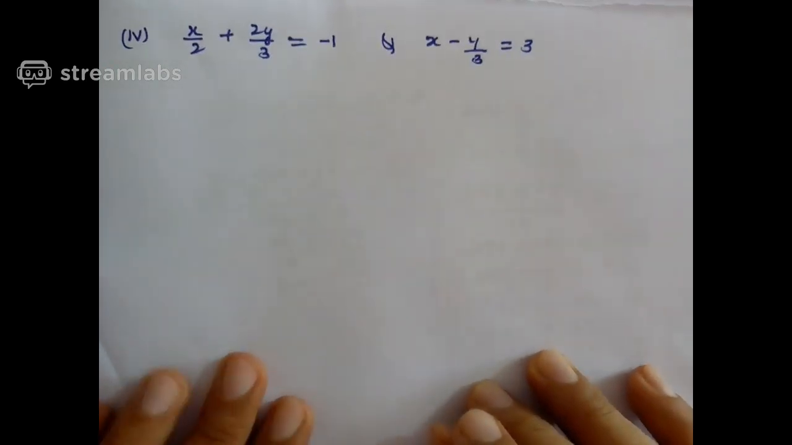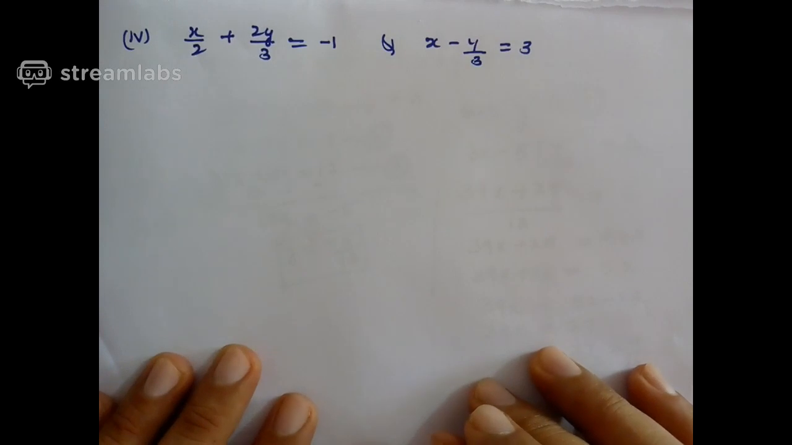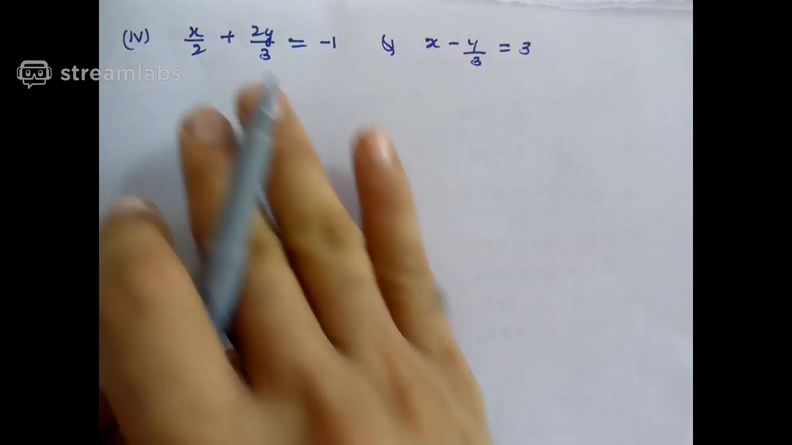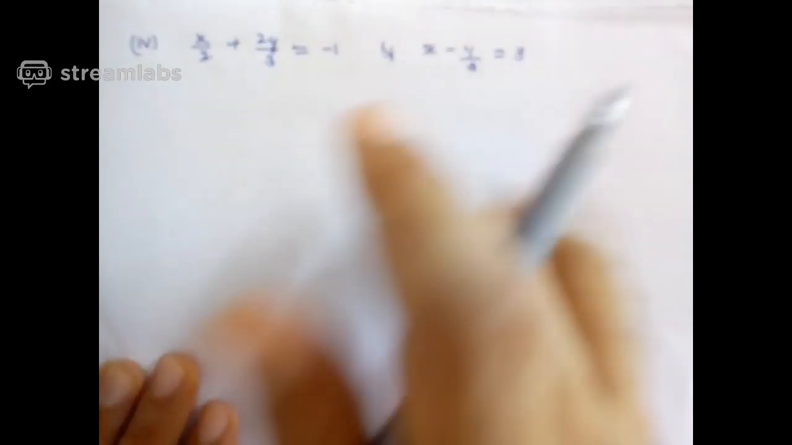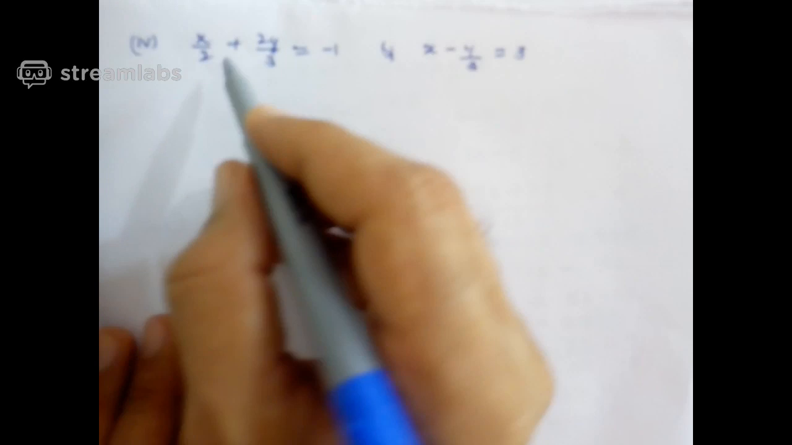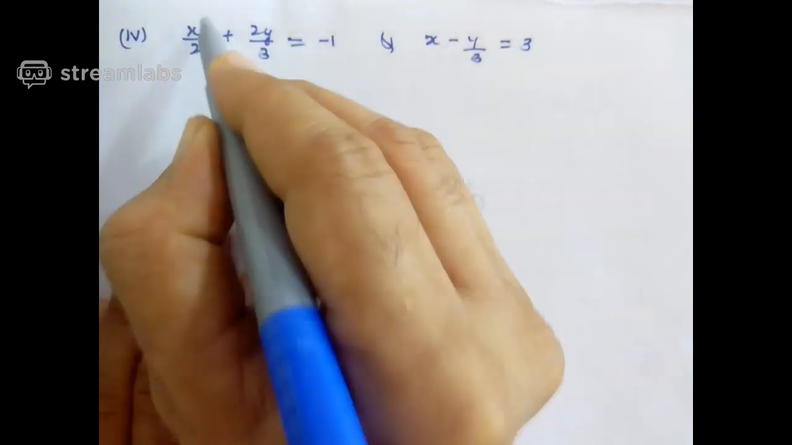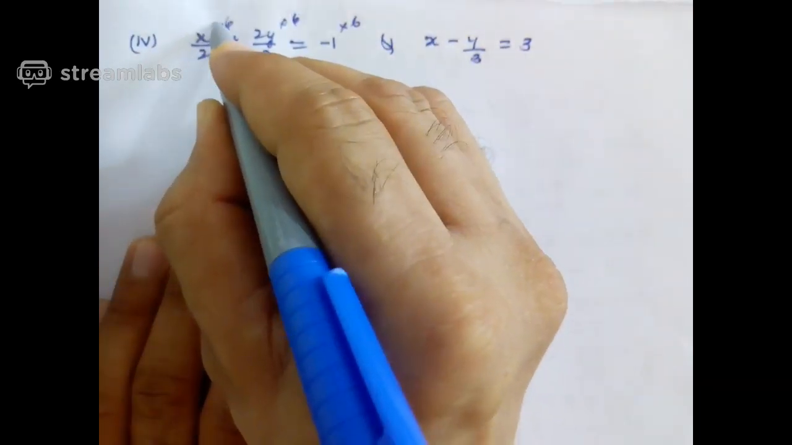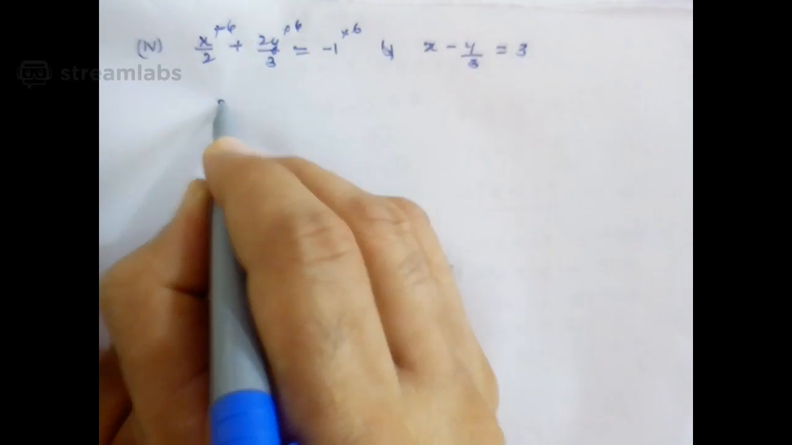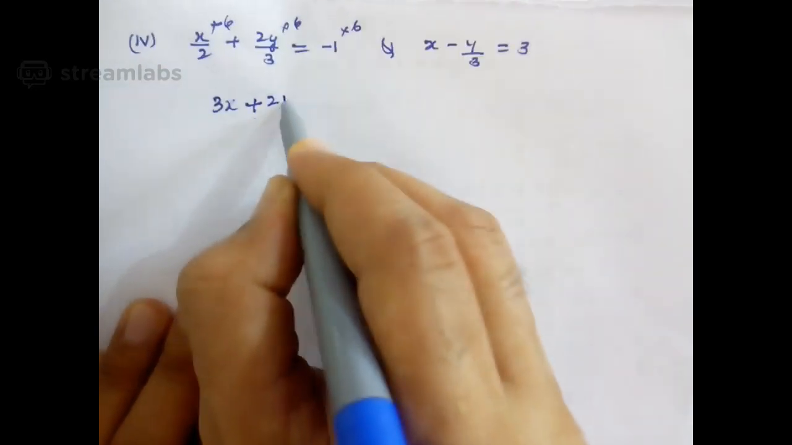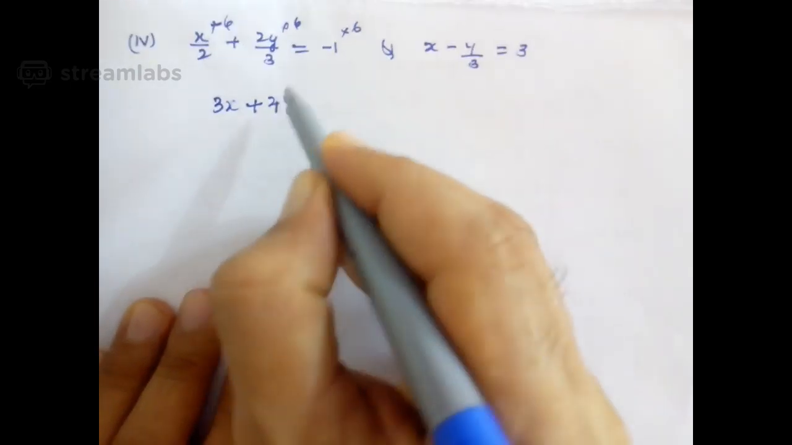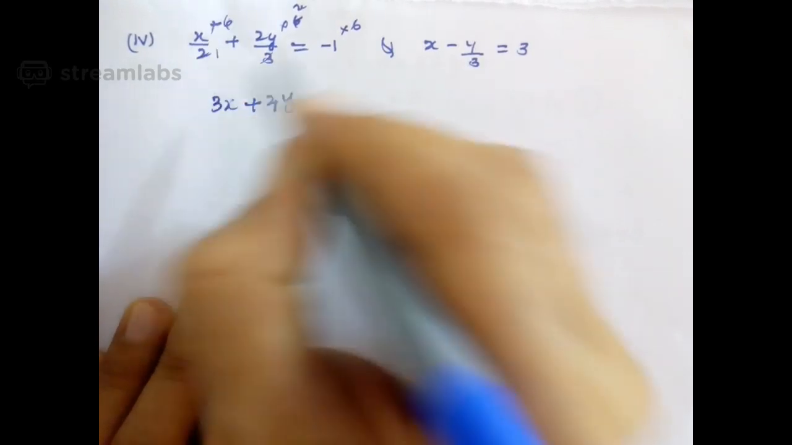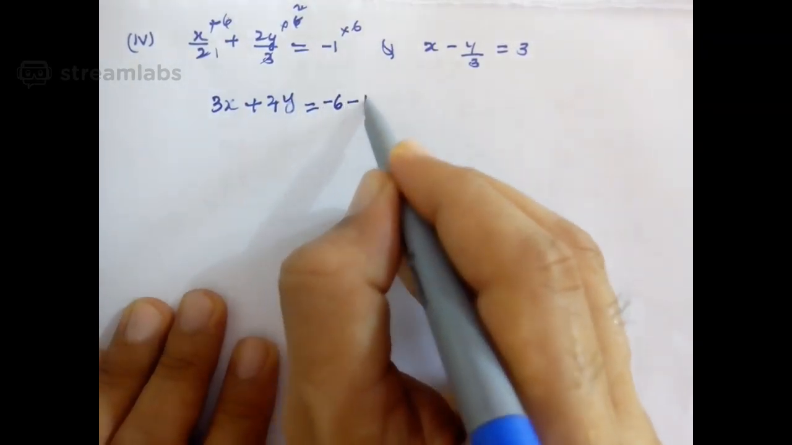See the next question. x by 2 plus 2y by 3 is minus 1, and x minus y by 3 is equal to 3. Now reduce this to the standard form a1x plus b1y plus c1 is equal to 0. Now 2 3s are 6, it is the LCM. So multiply 6 throughout the equation to remove this fraction. Now this becomes what? 3x plus 4y, isn't it? 3x plus 4y is minus 6, equation number 1.